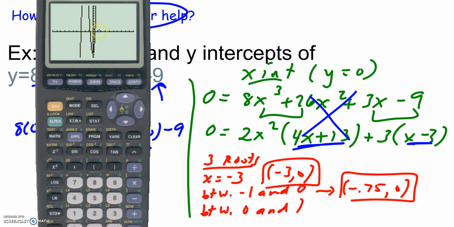So this last root is between 0 and 1. So if I go to second, trace, 0, the left of that root is 0, enter. The uppermost bound of that root is 1, press enter. Press enter again, and the root is exactly at (0.5, 0).